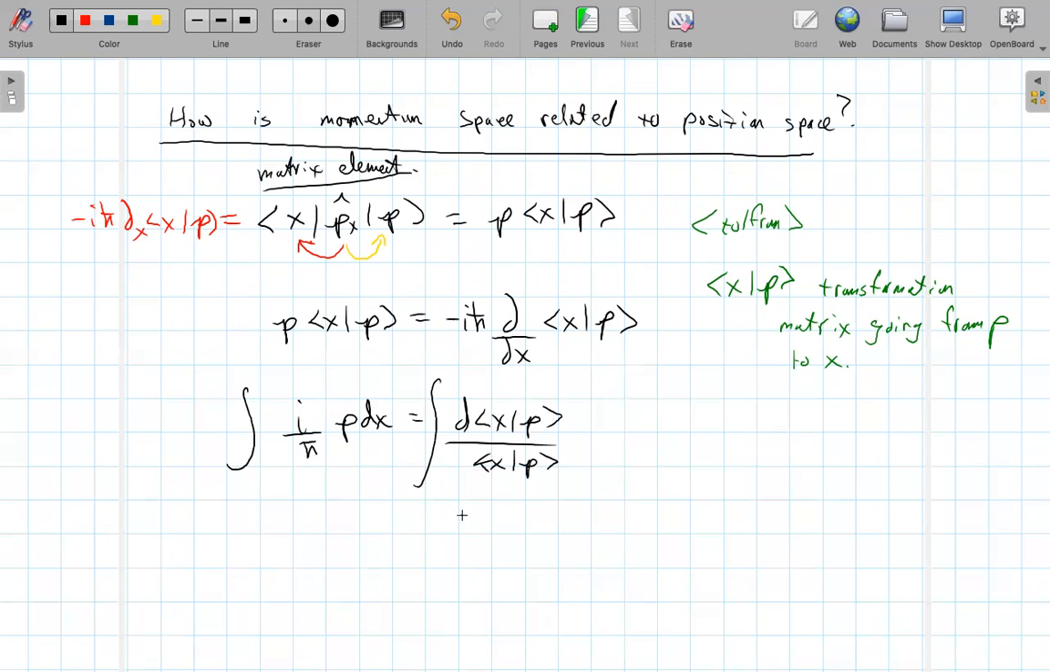So the right-hand side, this thing is simply a natural log. So I'm going to get a natural log of the inner product between x and p. The right-hand side, when we do this integral, we do it much like we do in statistical mechanics, where we're going to pretend that the momentum and the position are separate variables. So here, to do this integral, put an asterisk on here.